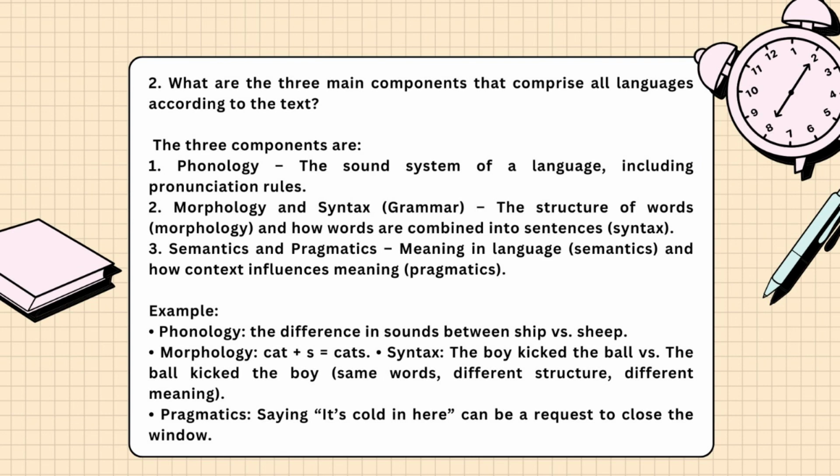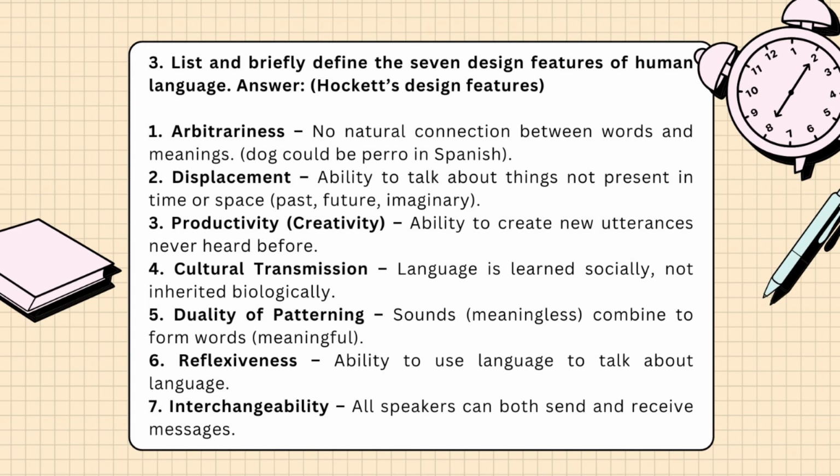2. What are the three main components that comprise all languages according to the text? Phonology, the sound system of a language. Morphology and syntax, the rules for word formation and sentence structure. Semantics and pragmatics, the meaning of words, sentences, and their use in context. Example, in English the sound P is phonology, adding ed to form walked is morphology, and understanding sarcasm belongs to pragmatics.